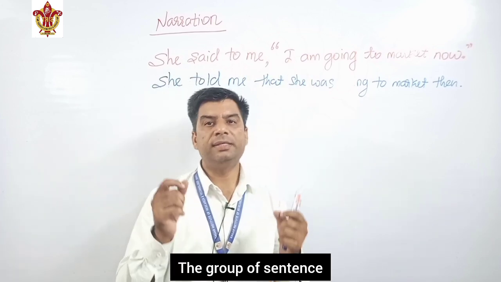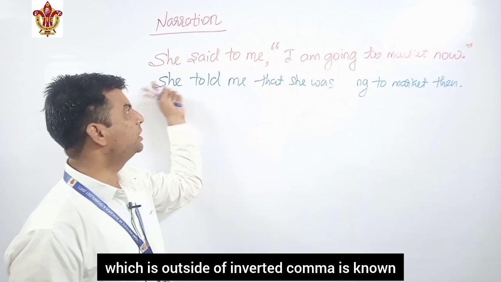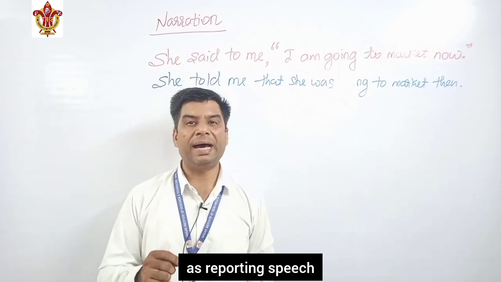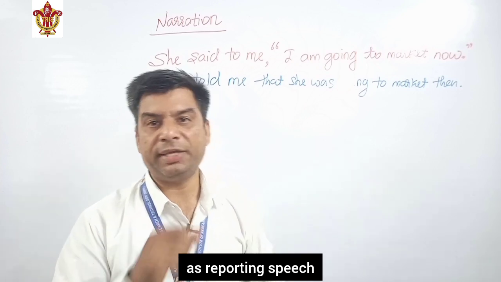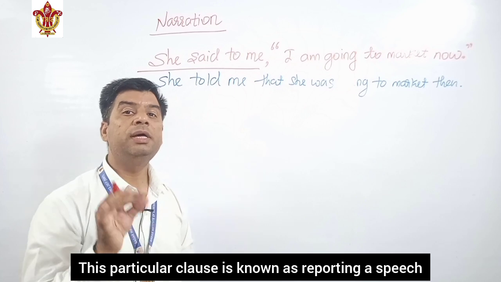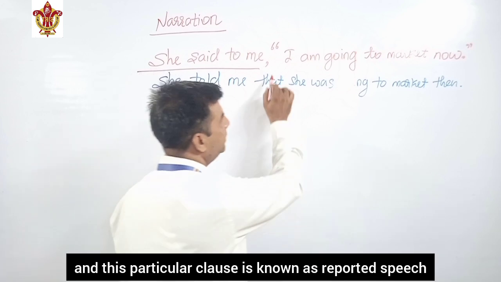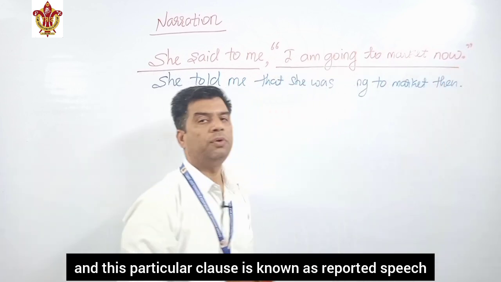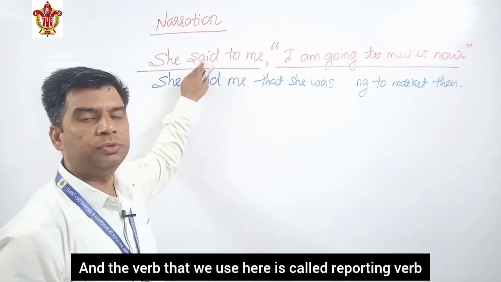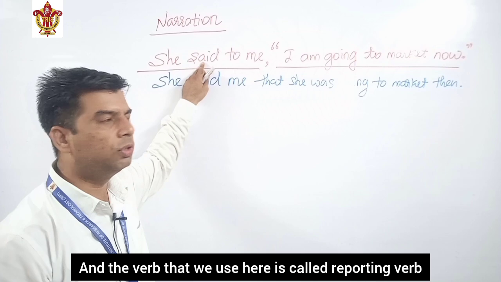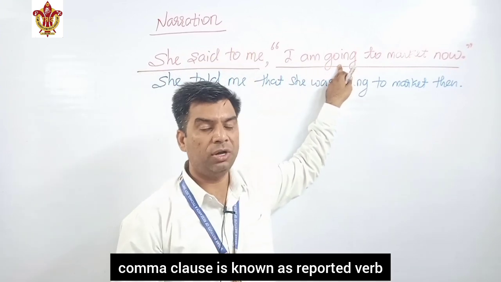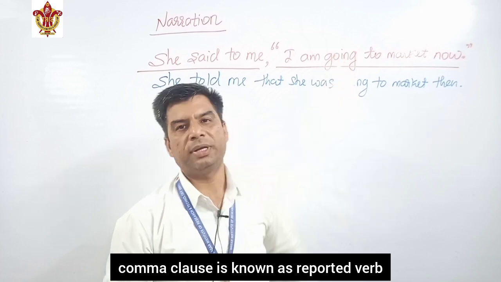The group of words that we call a clause, which is outside of inverted comma, is known as reporting speech. This particular clause is known as reporting speech. And this particular clause is known as reported speech. And the verb that we use here is called reporting verb, and the verb which we use under inverted comma clause is known as reported verb.